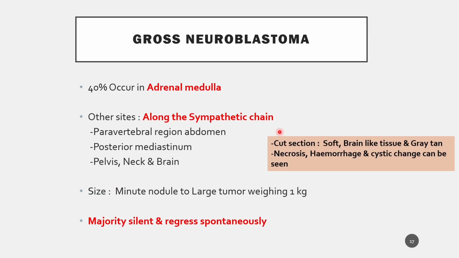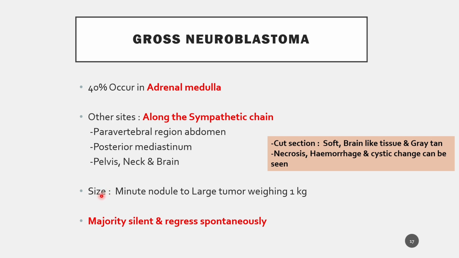It is a soft tumor. 40% occur in the adrenal medulla. It can occur at the sympathetic chain as well, as we have seen in our previous slide, right? So it can be seen in the paravertebral region of the abdomen, in the posterior mediastinum, and in the neck, brain, or pelvic area. So the sympathetic chain can be involved, so it can involve sympathetic ganglia.